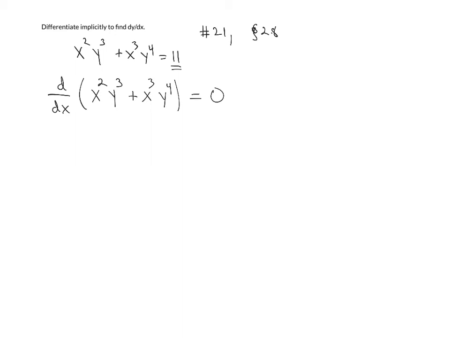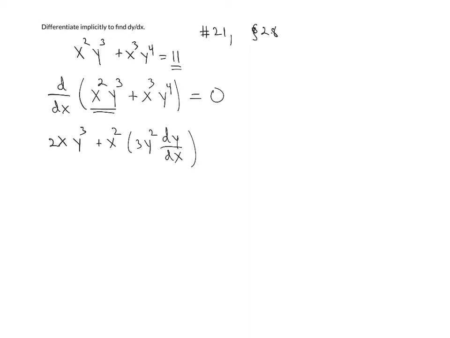And now I need to apply my derivative rules, and every time I have a quantity involving y, I have to include the factor dy by dx. So let's watch this in action. The first term here is a product, x squared times y cubed, and so I'm going to differentiate that by applying the product rule. 2x times y cubed, that's the derivative of the first term, times the second, plus x squared times 3y squared dy by dx.